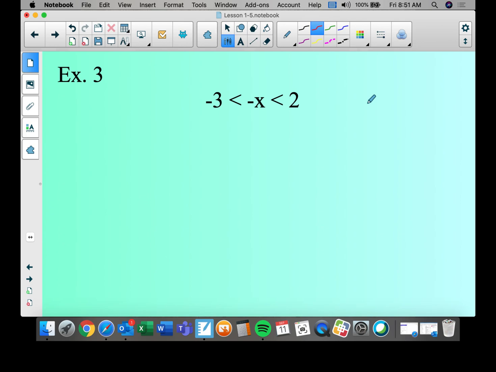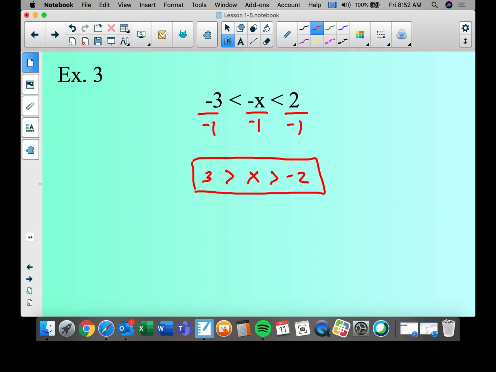I'm going to divide everything by a negative 1 to make that x positive. But now, because I'm dividing by a negative, all of the signs are going to flip. So we get a positive 3. Now the inequality sign switches. Second inequality sign switches, and then it's a negative 2. So there's my actual solution.